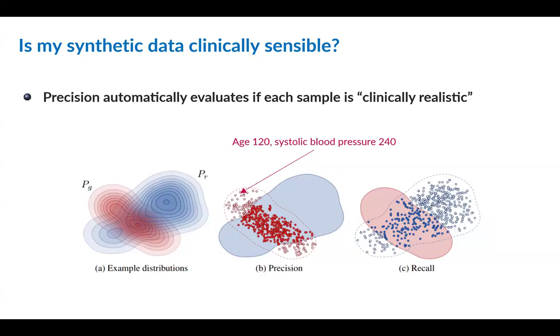For example, in a clinical setting, we can use precision to automatically evaluate if an individual example is clinically realistic. For example, if we generate a synthetic patient with age 120 and blood pressure above 200, then that is very clinically unlikely. And we can say that this synthetic data set has low precision.